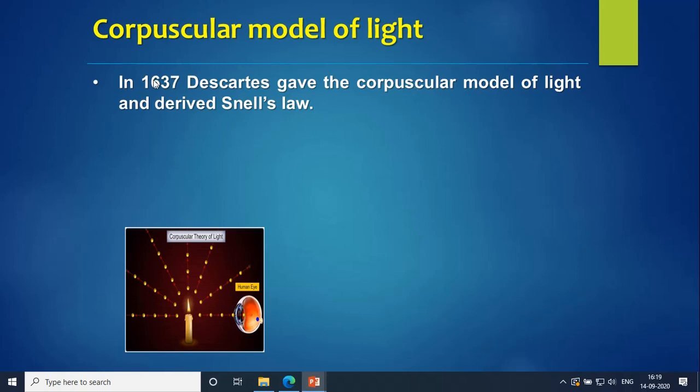It started in the 16th century, and corpuscle means light elastic particle. If you take one candle, if I treat it as a light source, surrounding that light source, if you treat these yellow dots as light elastic particles, then these light elastic particles are the sources of light. I mean, light is emitting in all directions in the form of these light elastic particles or corpuscles.